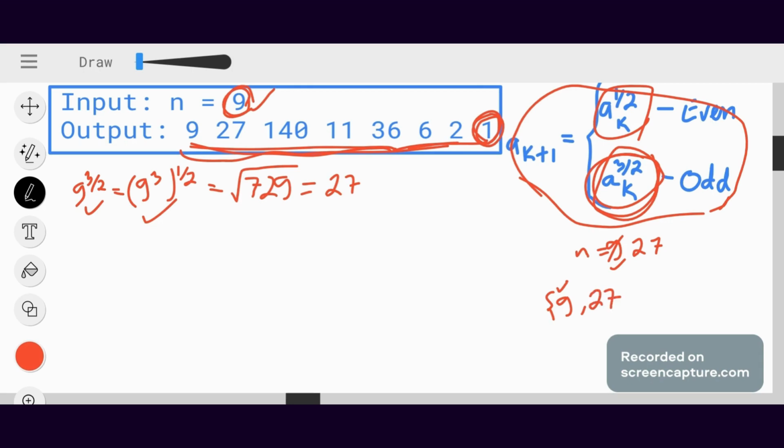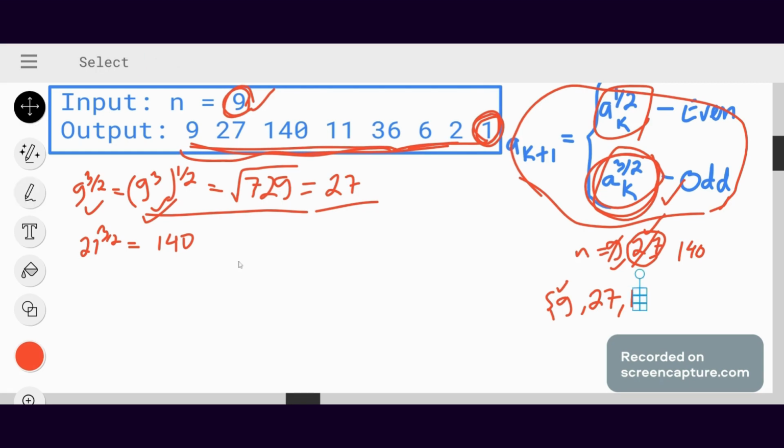Fine. Is my next term, that is this n, odd or even? It is odd. So we will again apply this formula. Apply 27 to the power 3 by 2. Again, you can find this in this way. So after calculating this, you will get this as your answer. So update our n to 140. Now it becomes 140. Also add this 140 to your answer.